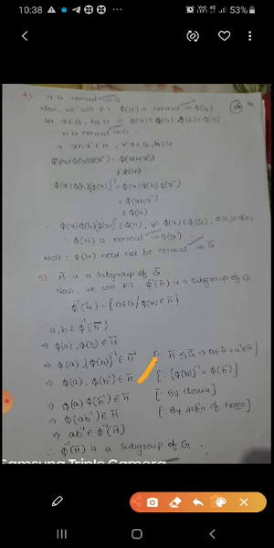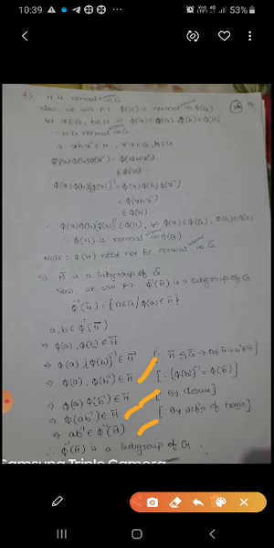So phi of A into phi of B whole inverse. By the closure property, we can write phi of A into phi of B inverse belongs to H bar. That implies, by definition of homomorphism, phi of AB inverse belongs to H bar. So that implies AB inverse belongs to phi inverse of H bar. Therefore, phi inverse of H bar is a subgroup of G.